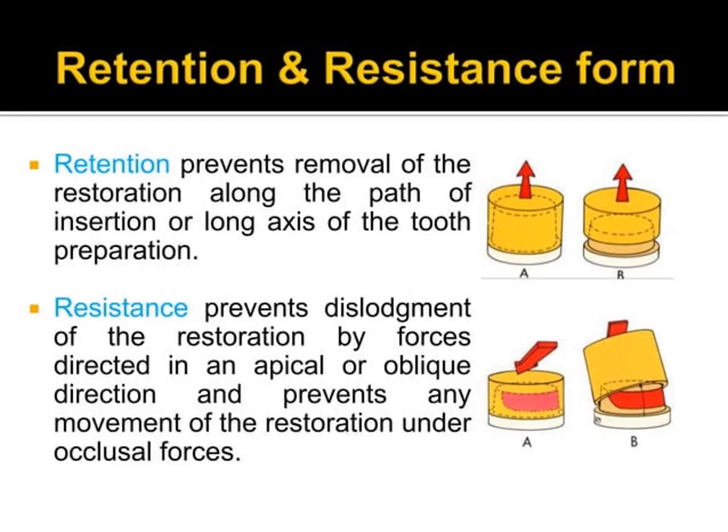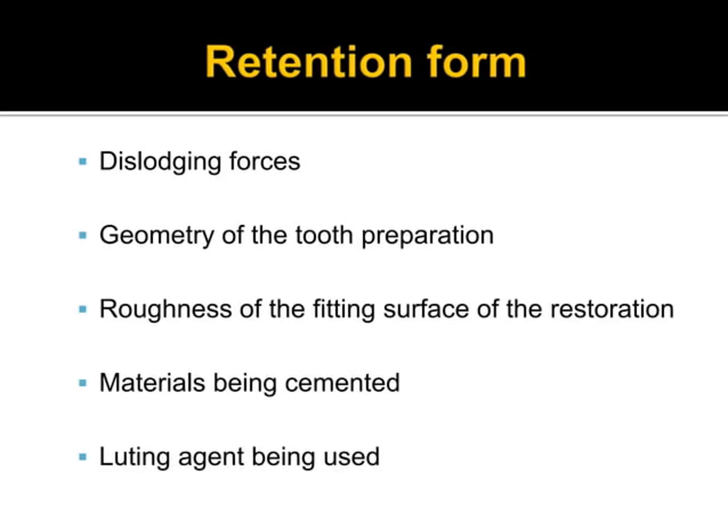Retention and resistance form. Retention prevents the removal of the restoration along the path of insertion or long axis of the tooth preparation. Resistance prevents the dislodgement of the restoration by forces directed in the apical or oblique direction and prevents any movement of the restoration under the occlusal force. Retention form includes dislodging forces, geometry of the tooth preparation, roughness of the fitting surfaces, the restoration material being cemented, and diluting agent.